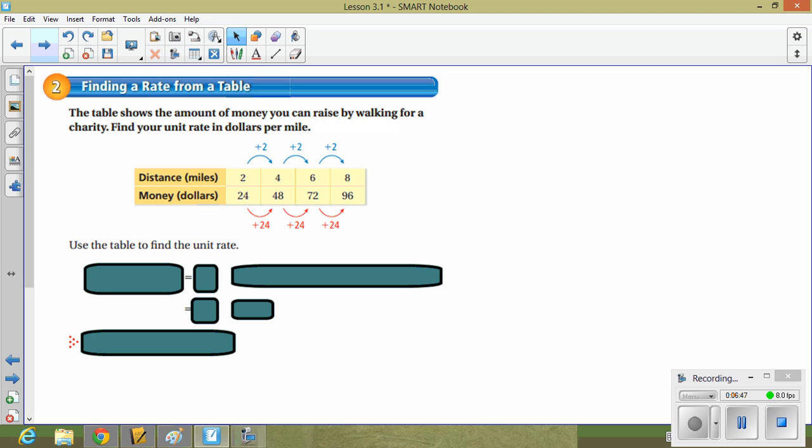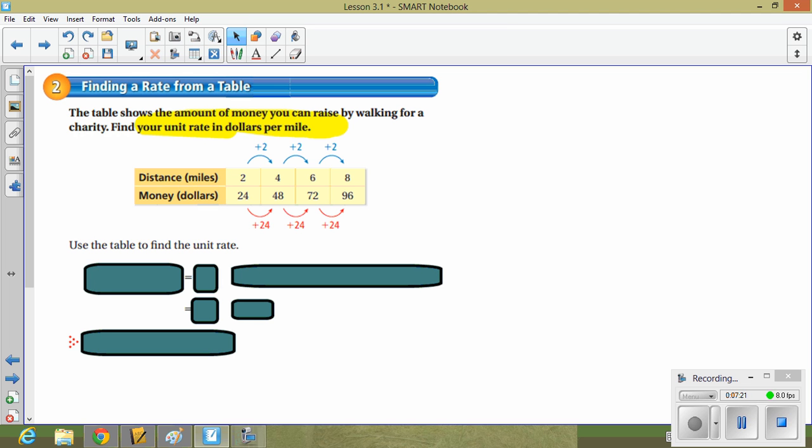Next example. This is finding a rate from a table. So the table shows the amount of money you can raise by walking for a charity. Find the unit rate. That's a very important word right here. Find your unit rate. That means how many dollars do I earn per mile? Okay, you see that? That's very, very important. So please be sure you make note of what we're doing here.